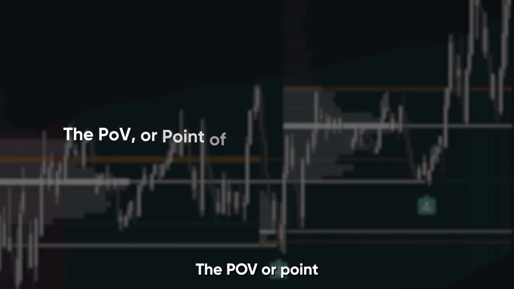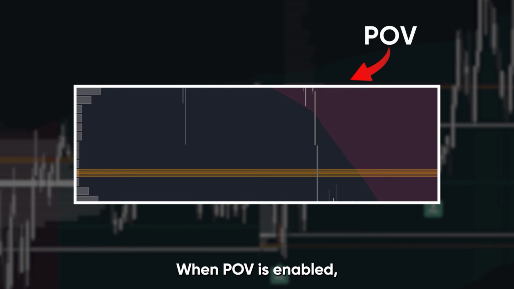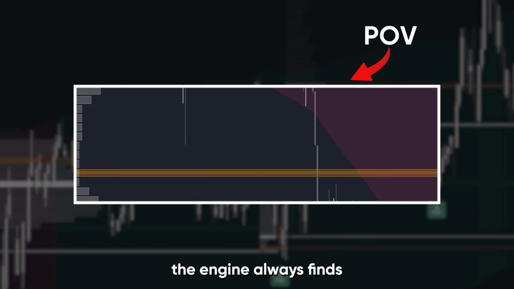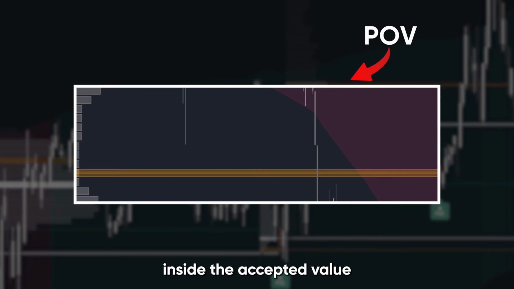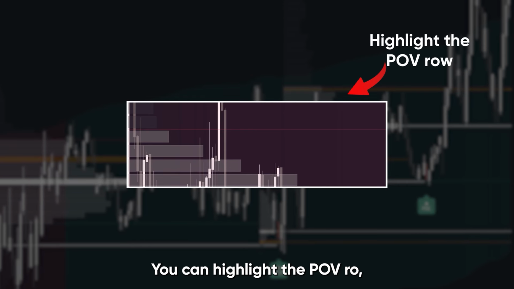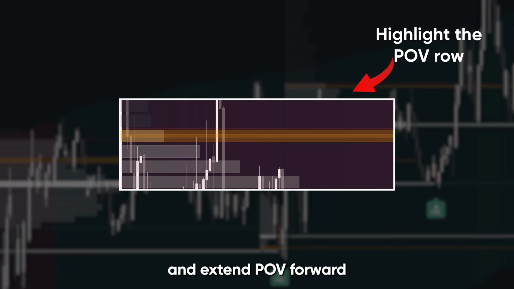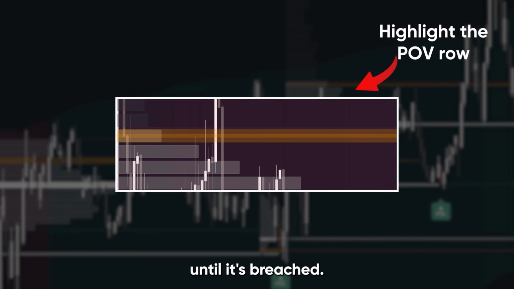The POV, or point of void, is the lowest volume node inside the value area. When POV is enabled, the engine always finds a low volume pocket inside the accepted value for that profile and marks it as POV. You can highlight the POV row, show a developing POV as the profile forms, and extend POV forward until it's breached.